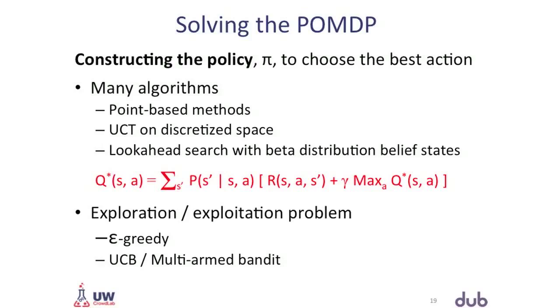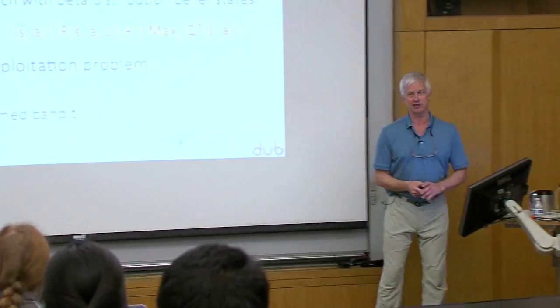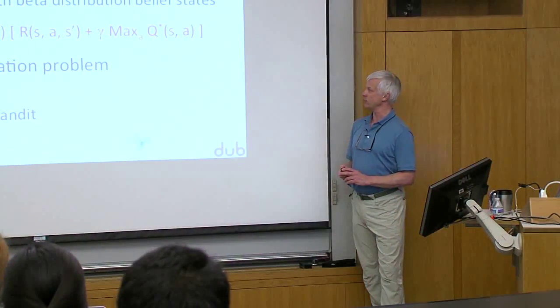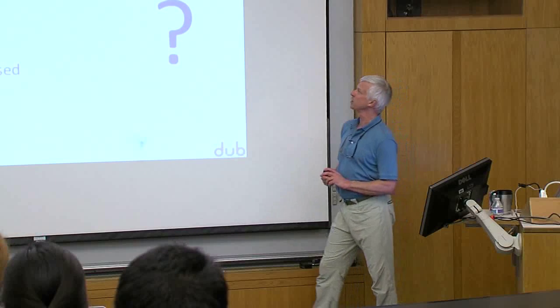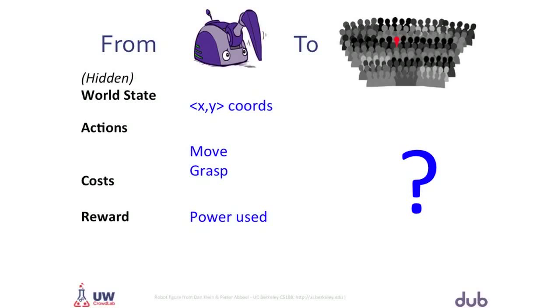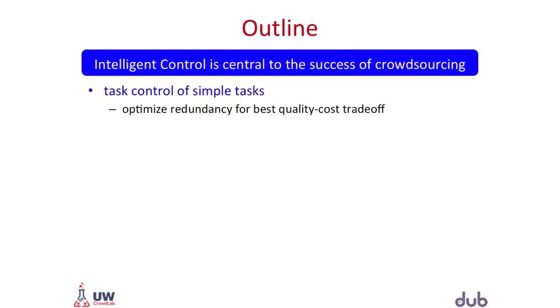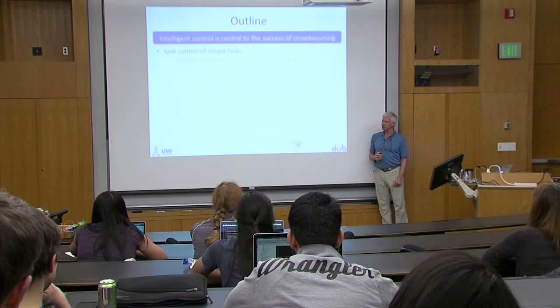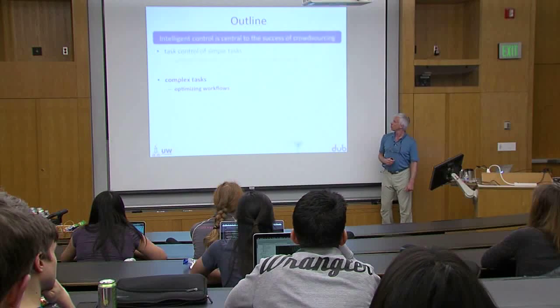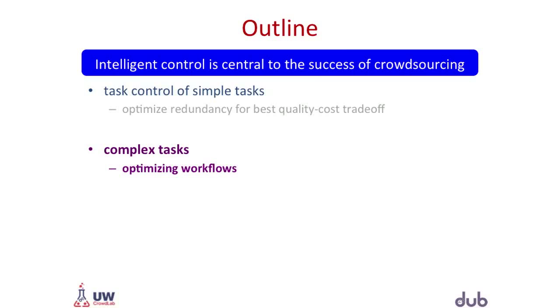And there's approaches based on multi-armed bandits that let you balance that trade-off effectively. Okay, so in just a second, I will tell you how we can basically come up with a POMDP model for crowdsourcing, but let me hold off for just a second. The next thing on my agenda is to talk about the control of simple tasks. But you guys look exceptionally smart, so I'm going to skip right ahead to the complex tasks for you guys. And in particular, talk about workflows and optimizing workflows.